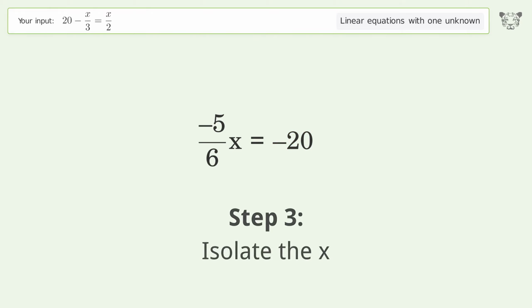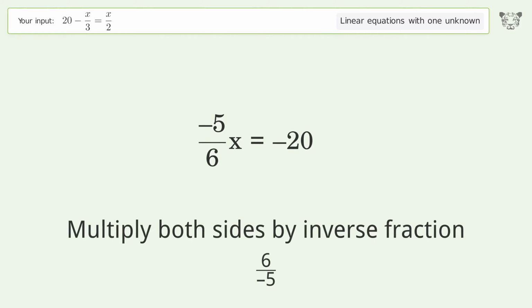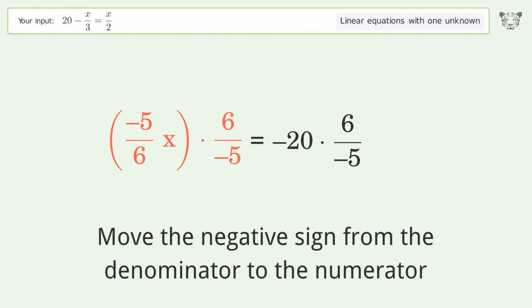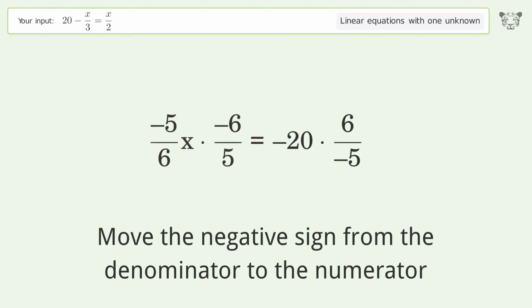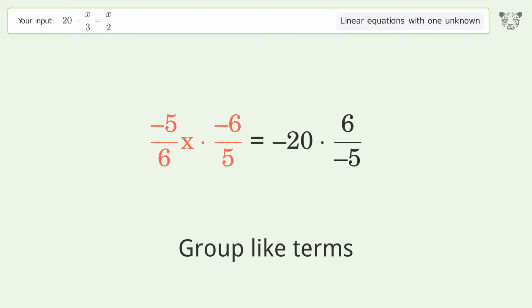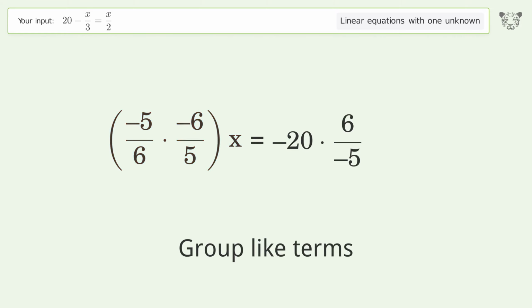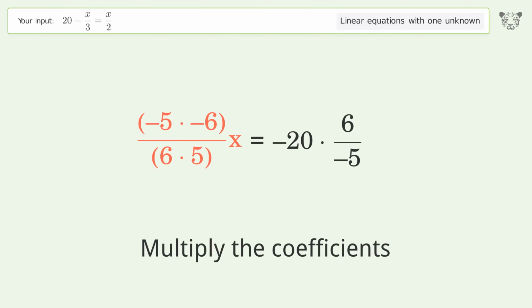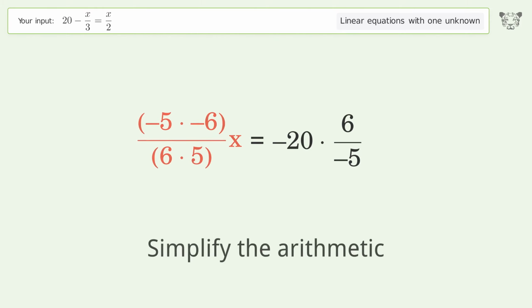Isolate the x. Multiply both sides by inverse fraction 6 over -5. Move the negative sign from the denominator to the numerator. Group like terms. Multiply the coefficients. Simplify the arithmetic.